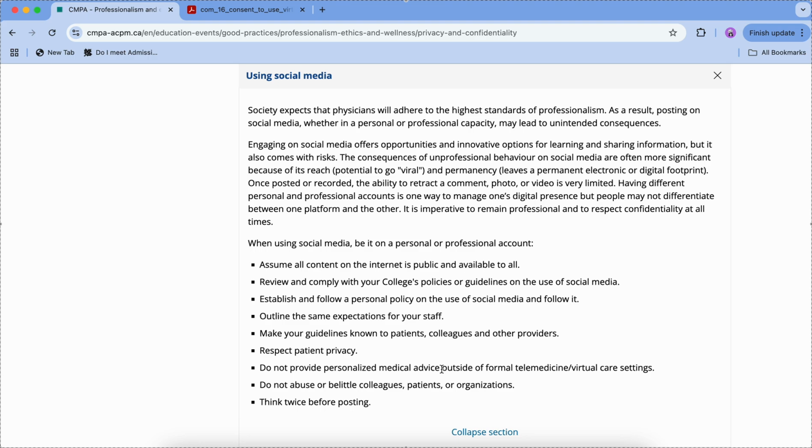When using social media, be it on a personal or professional account, assume all content on the internet is public and available to all. Review and combine with your college policies or guidelines on the use of social media. Establish and follow personal policies on the use of social media. Outline the same expectations for your staff. Make your guidelines known to patients, colleagues, and other providers. Respect patients' privacy. Do not provide personalized medical advice outside of formal telemedicine or virtual care settings. Do not abuse or belittle colleagues, patients, or organizations. Think twice before posting. I like the last one.